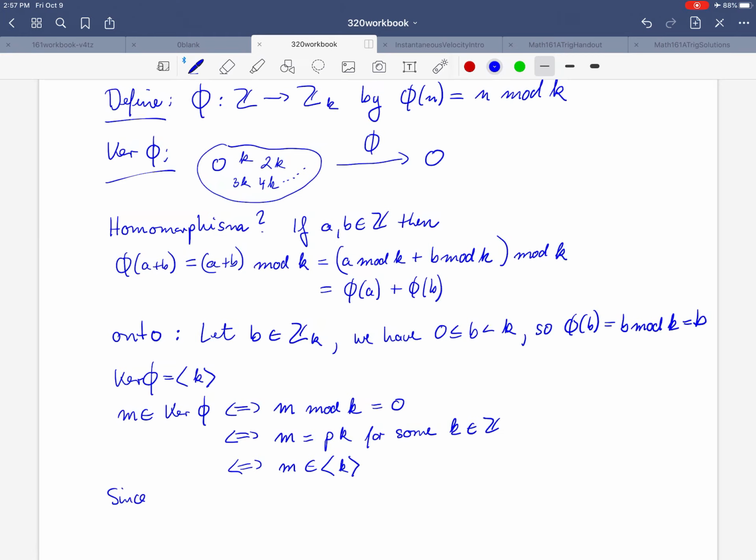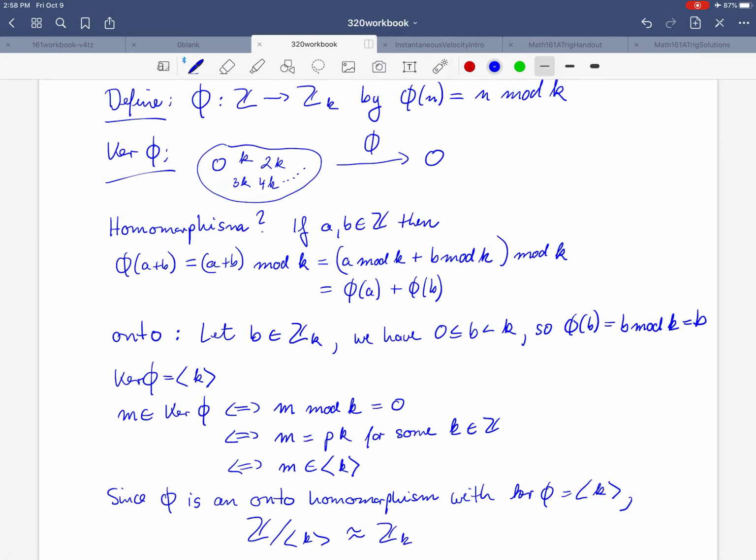So then we can put the pieces together. Since phi is an onto homomorphism that has the right kernel, the kernel of phi is the group generated by K, our isomorphism theorem tells us that Z mod the cyclic group generated by K is isomorphic to Z_K.